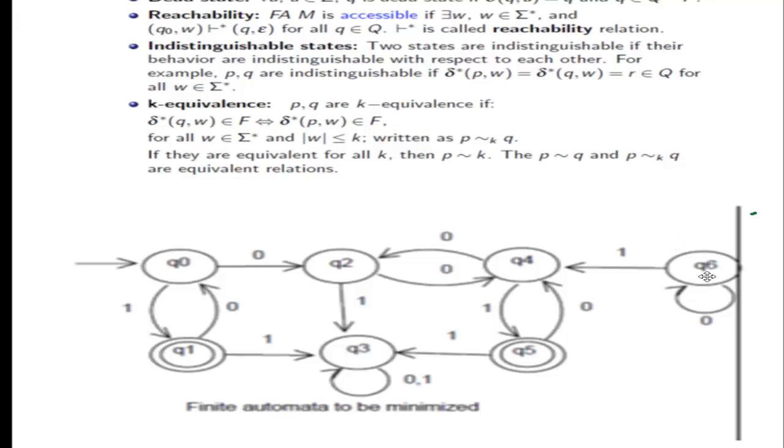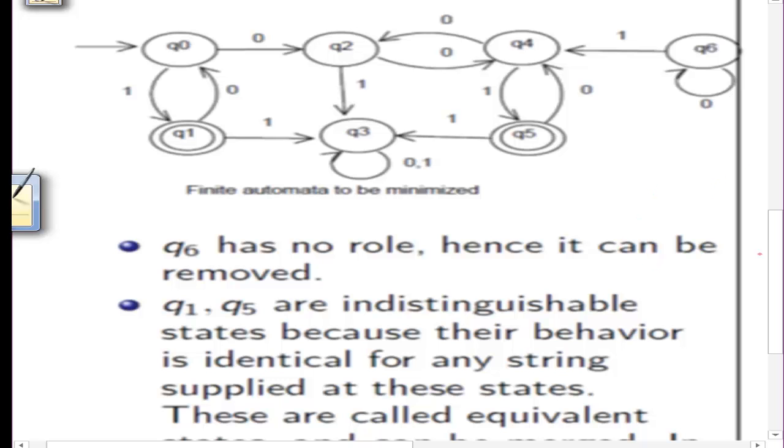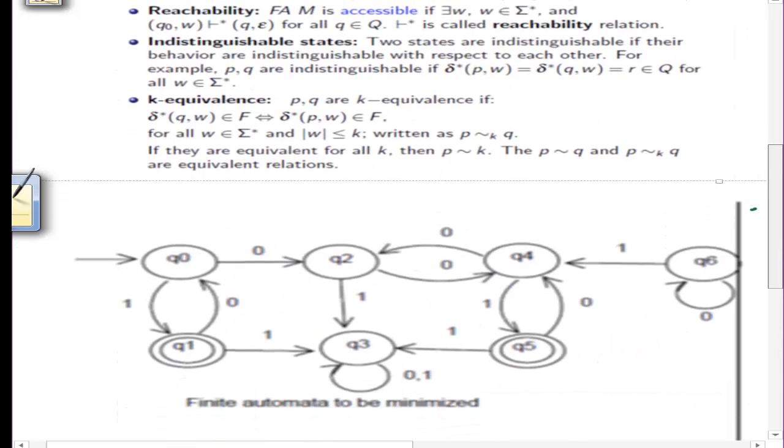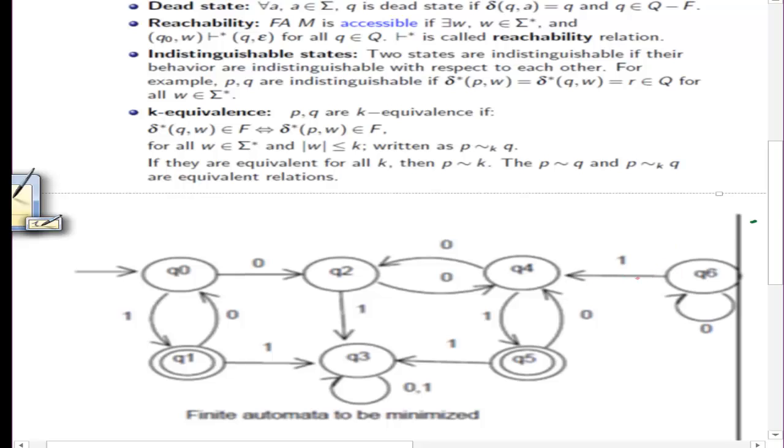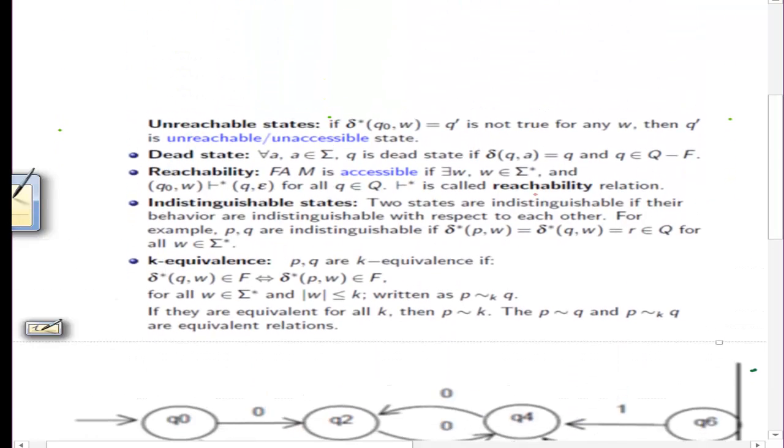Now Q6, if you see, the arrow goes from Q6 to Q4. But is there any way that we go from a start state to Q6? We go from Q0 to Q2, then to Q4, then to Q5 and Q3. But there is no way that we can reach Q6 from the start state. So this is simply an unreachable state, that is, a state which can't be reached.